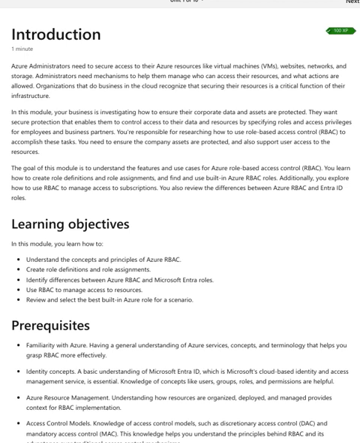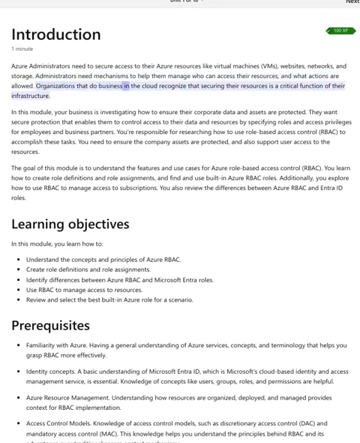Introduction. Azure administrators need to secure access to their Azure resources like virtual machines, VMs, websites, networks, and storage. Administrators need mechanisms to help them manage who can access their resources, and what actions are allowed.